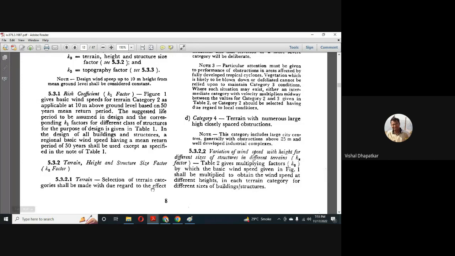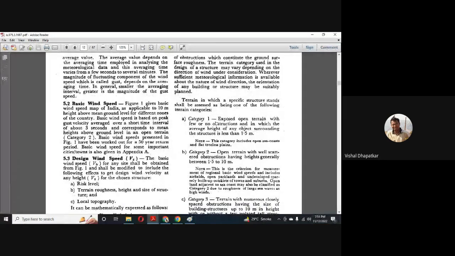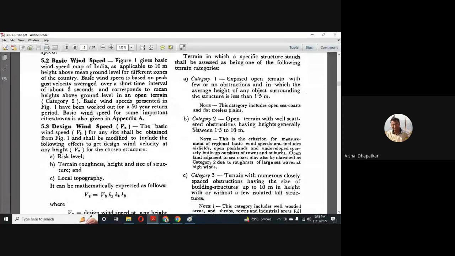First is terrain. Selection of terrain category shall be made with due regard to the effect of obstructions. What we have to see while selecting the terrain category is how many obstructions there are surrounding the structure. If there are more obstructions, then the wind load will be less, because it will get a shielding effect from the other structures. If the terrain is open, the K2 factor will be more, and if it is crowded or surrounded by many structures, then the K2 factor will be less.